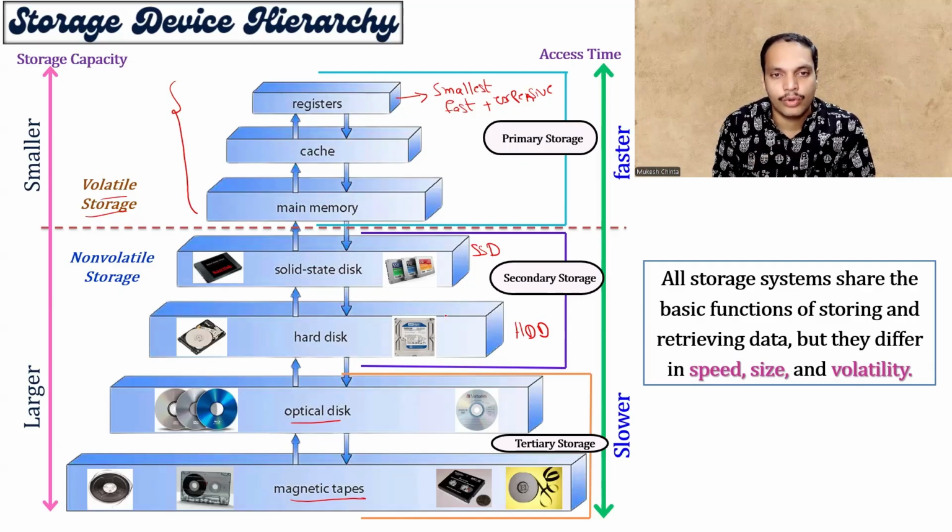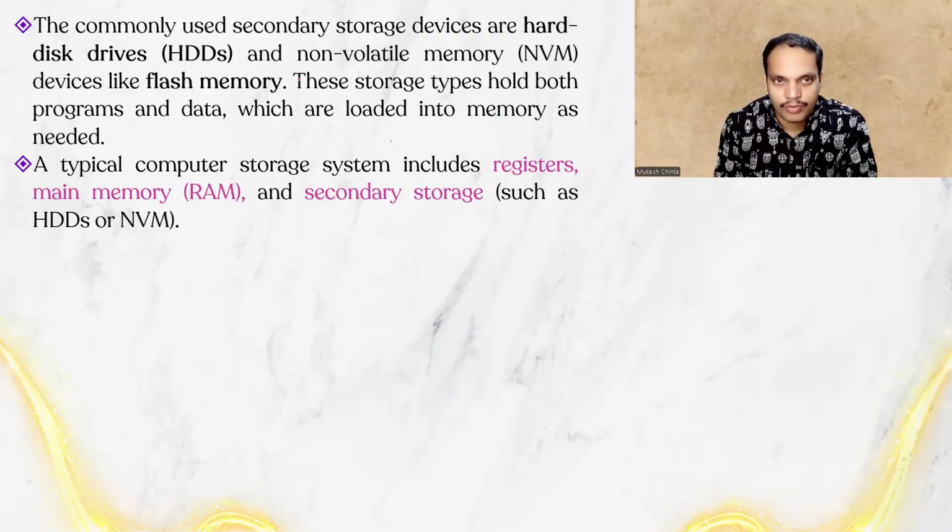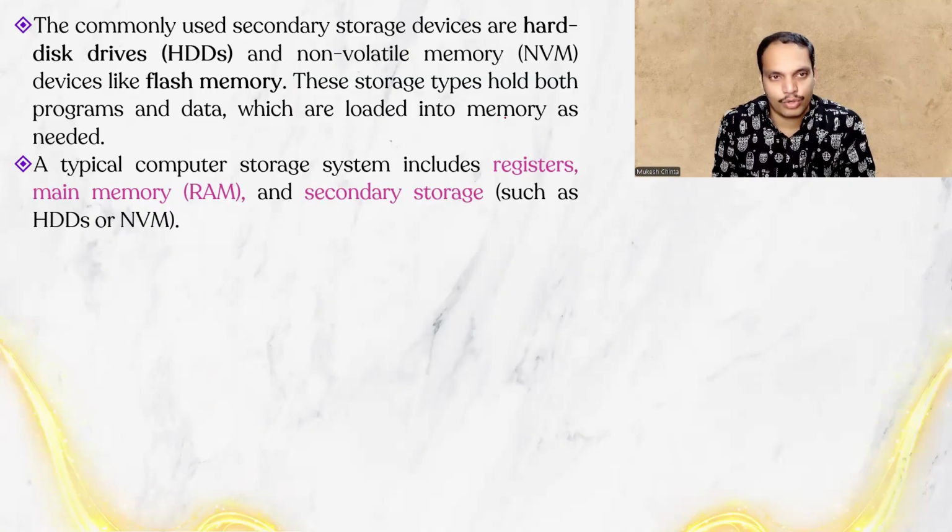That means they do not lose the data even in case of a power loss. So power poina వీటిలో data పోదు, అందుకని వీటిని non-volatile storage అంటాము. Now, the commonly used secondary storage devices are your hard disk devices and non-volatile NVMe devices like flash memory. These storage types hold both programs and data which are loaded into memory as required. అవసరాన్ని బట్టి దీంట్లో ఉన్న programs ని మనం మెమరీలోకి లోడ్ చేస్తాము.